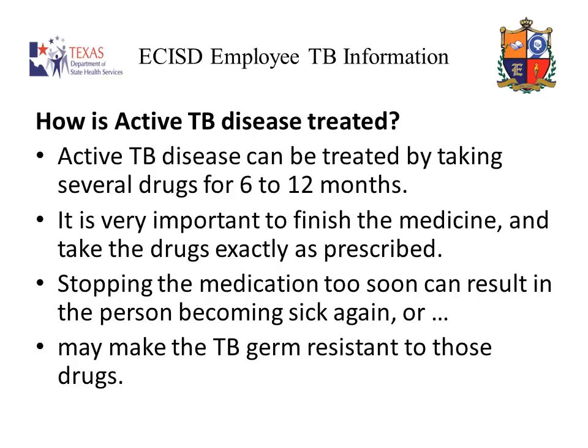How is active TB disease treated? TB disease can be treated by taking several drugs for 6 to 12 months. It's very important that people who have TB disease finish the medicine and take the drugs exactly as prescribed. If they stop taking the drugs too soon, they may soon become sick again. If they do not take the drugs correctly, the germs that are still active may become resistant to those drugs. TB that is resistant to drugs is harder and more expensive to treat.